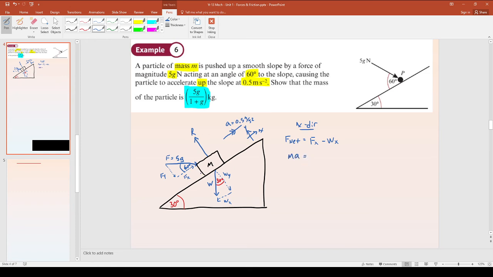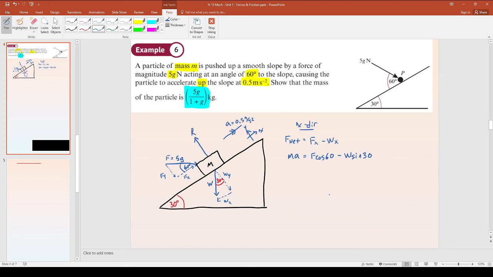Fx, let's get this in terms of F, because we don't know anything about Fx. So Fx is going to be F cos 60. And in case you're still not quite sure on that, cos 60 is Fx over F, which means that it's F cos 60. That's it. Wx, we're going to take away, and that's going to be W, but this time sine 30. Cool beans?